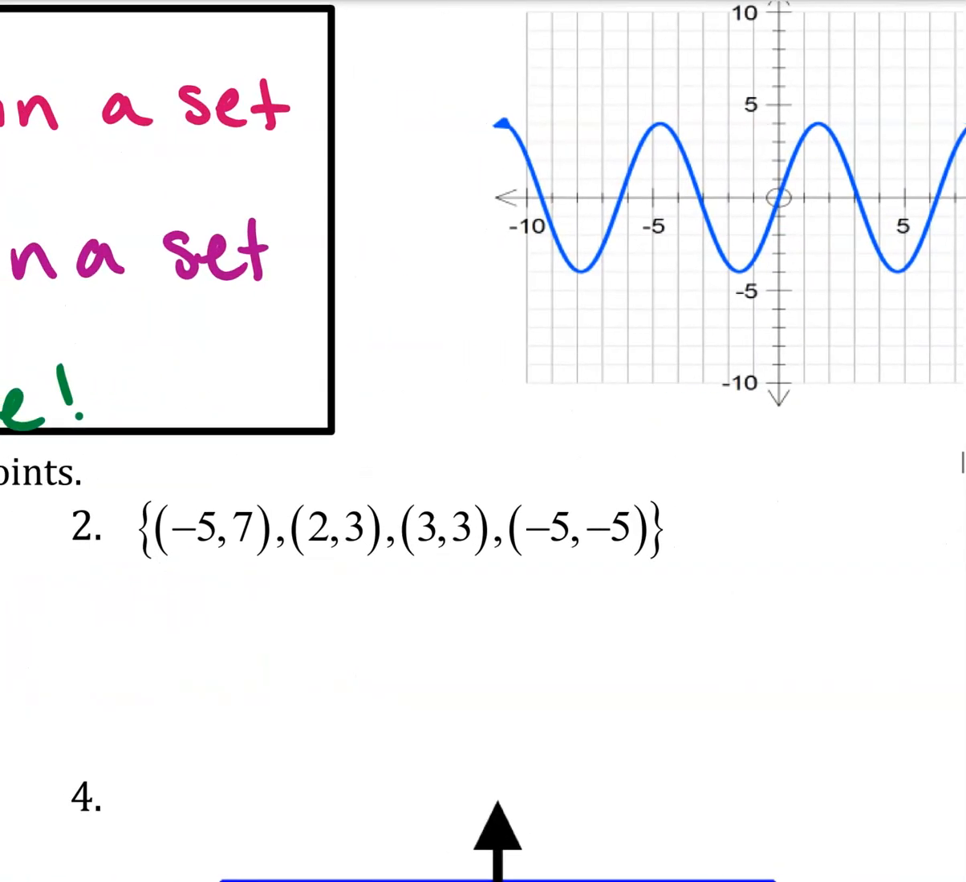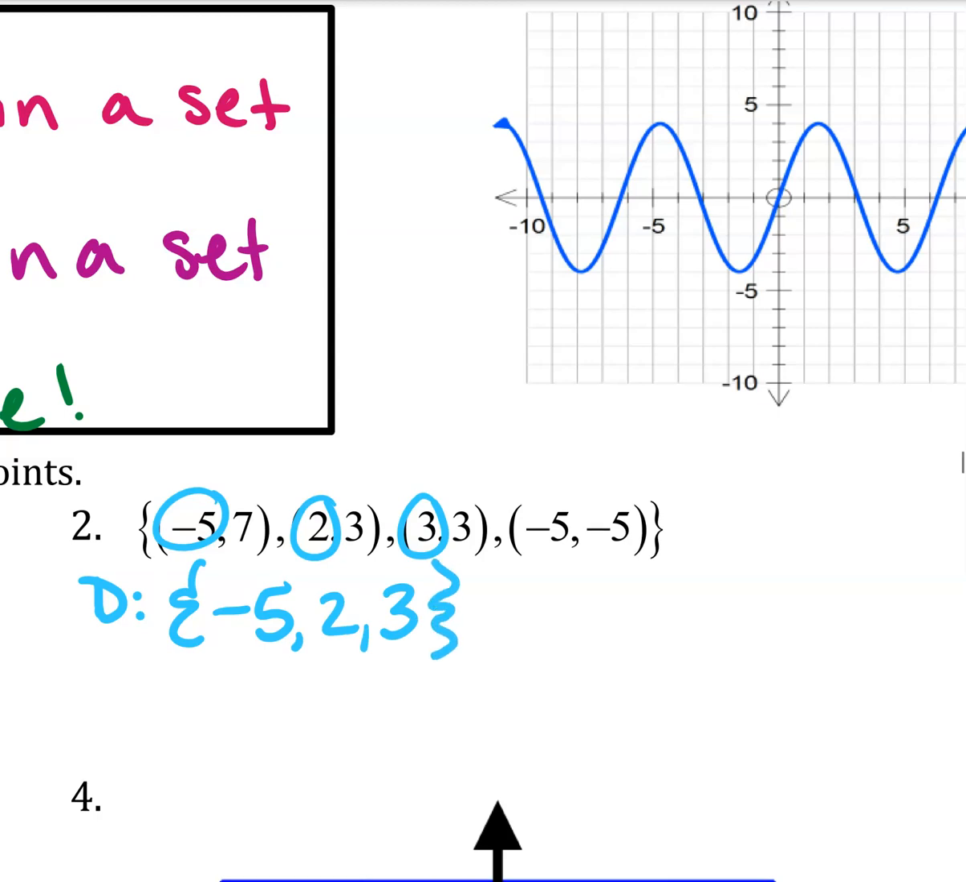Okay, we are going to list our domain first. So we've got -5, 2, 3, and we have another -5. So I'm not going to put a circle around that one, because when we make our list, we're already saying that -5 is part of the x values. So you don't have to include that extra -5. So we can just stop there. And that's our domain.